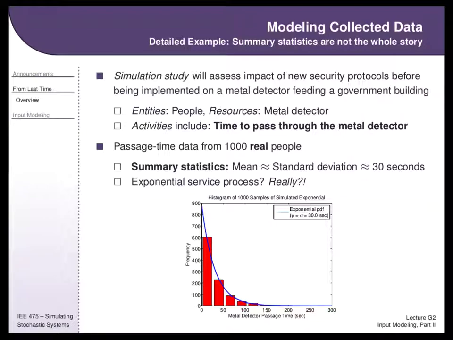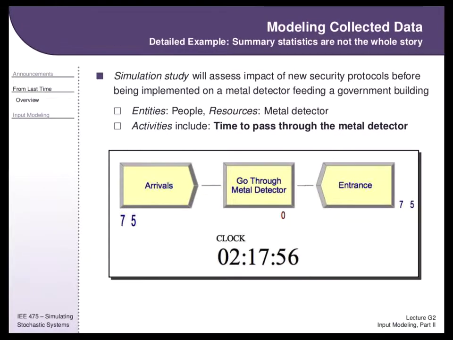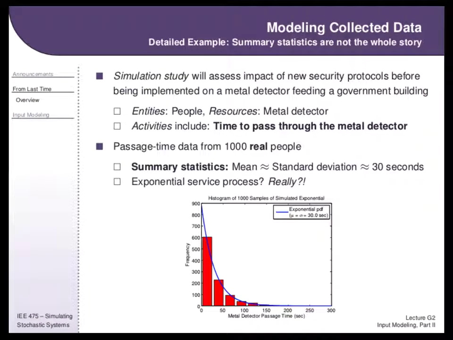I know that I frequently use exponentials to model interarrival times or service times. So I might be tempted to just go into this model and put an exponential right here and say that's my service time distribution. It's an exponential with mean 30.